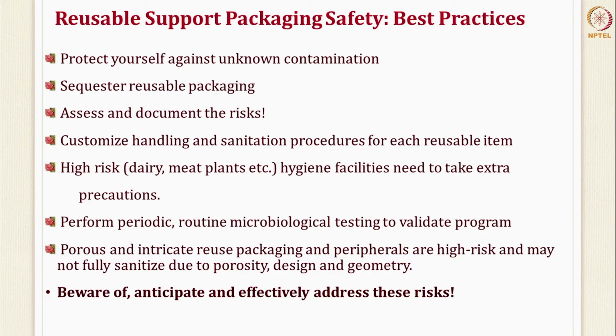High-risk facilities: dairy, meat plants. Okay? These are areas of high risk. Extra precautions need to be taken because these are going to be the places where they have neutral pH. These kinds of foods have neutral pH, high water activity, high nutrients. So there is a chance of pathogens harboring in those areas. But if proper sanitation and good manufacturing practices are followed, this should not be a problem. So the key is, again, beware of these kinds of risks, anticipate them and effectively address them.